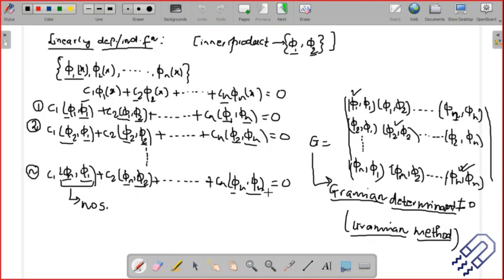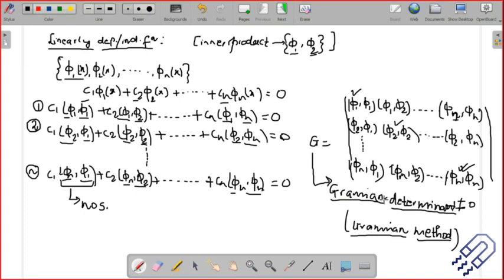If I give you a problem like this, asking to check the linear dependency or independency based on this method, you have to do it this way. Then you can put it this way and see whether it is 0 or not 0. In a similar way as we do for the determinant, we can comment whether it is dependent or independent, and that's the Gramian method.